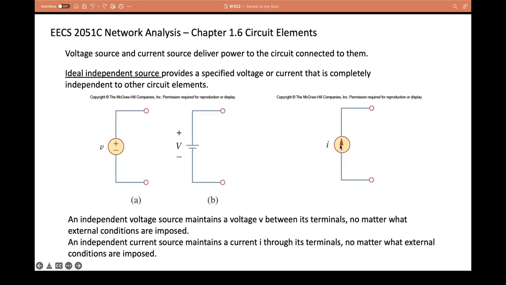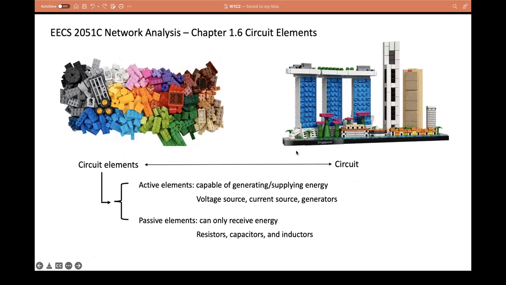So those are really obvious signs we tell by whether it's an independent source or not, or whether it's an independent voltage source or an independent current source.